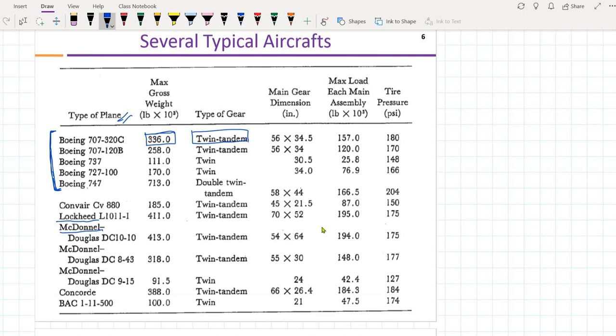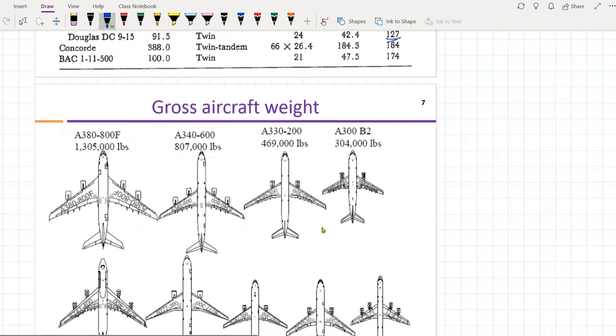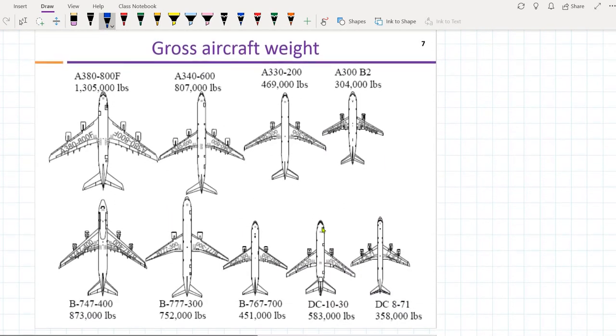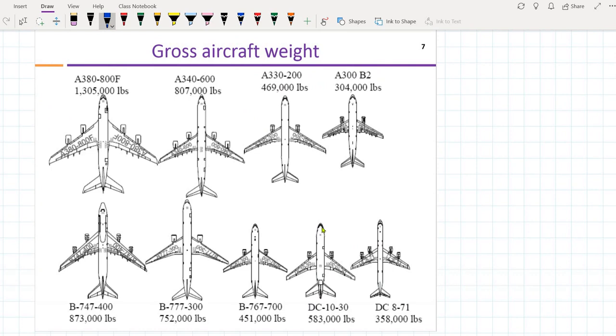The pressure, if you look at it, goes from 150, the minimum is 127, and the maximum we see is 200. So it goes up to 200 psi. Okay, so here is another sketch showing the weights of the aircraft and their size. At the moment, the heaviest aircraft is the Airbus A380. It has this weight, 1.3 million pounds. This is the heaviest aircraft being manufactured these days.